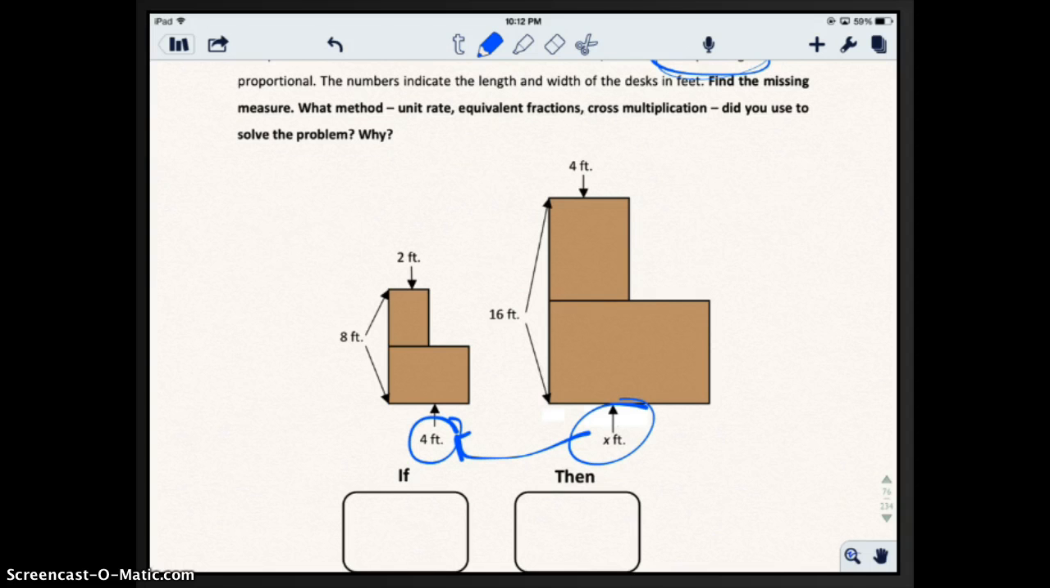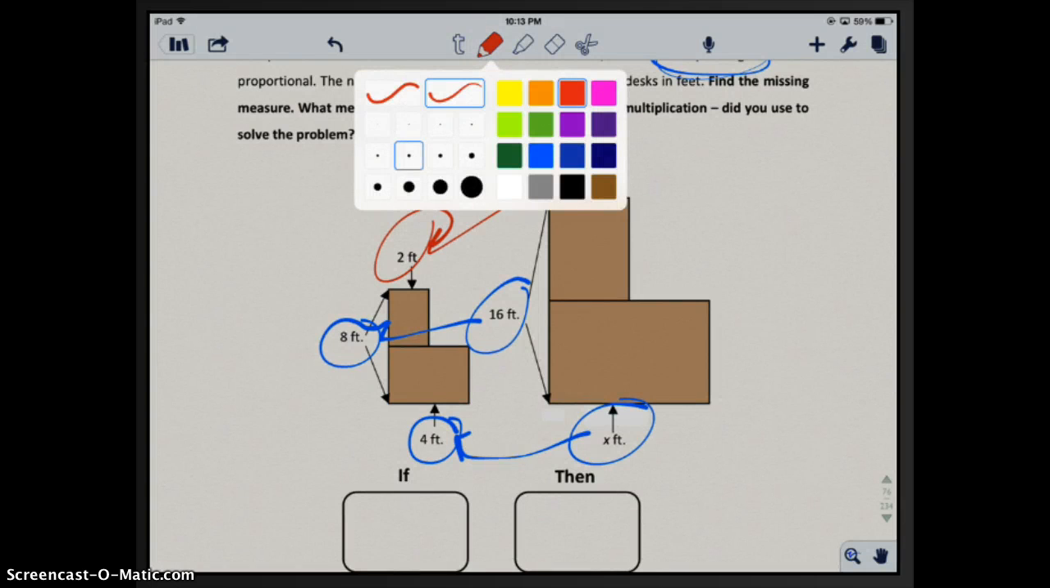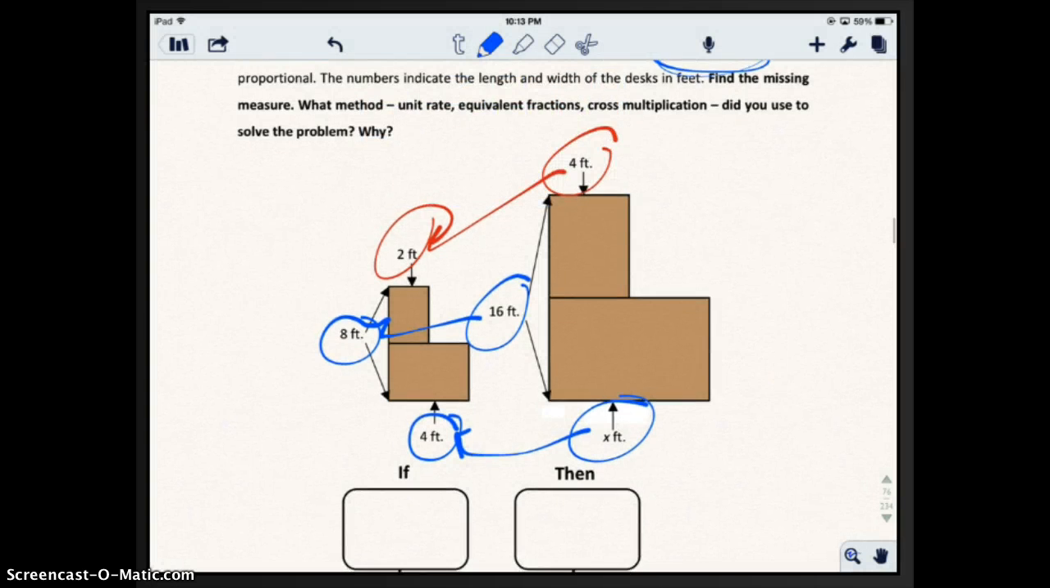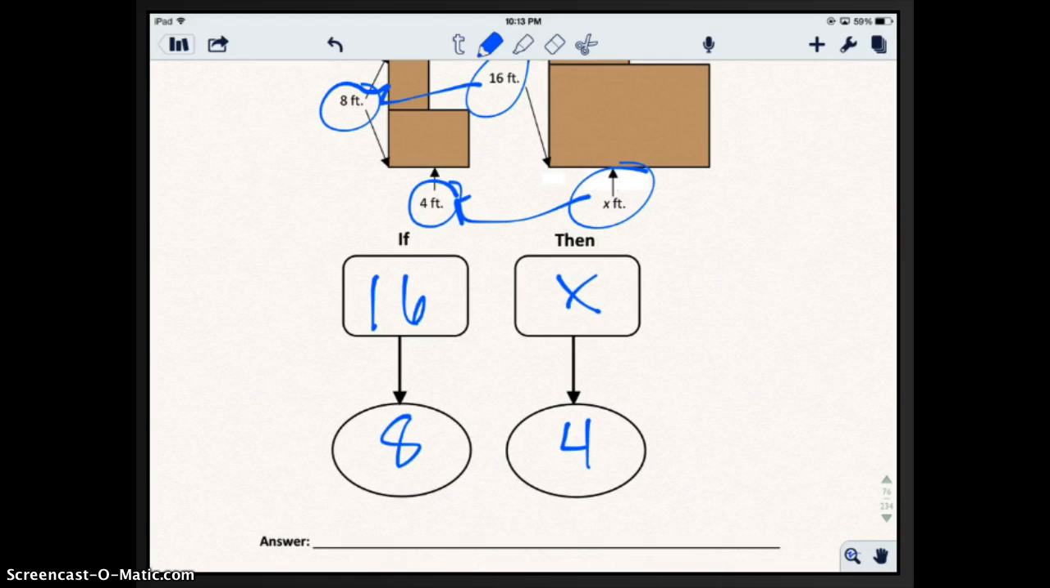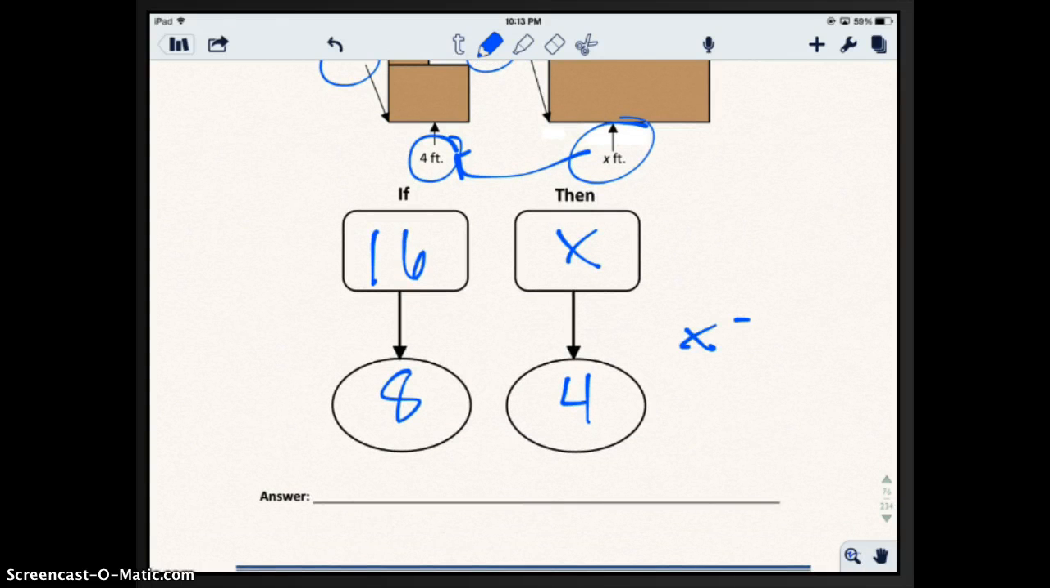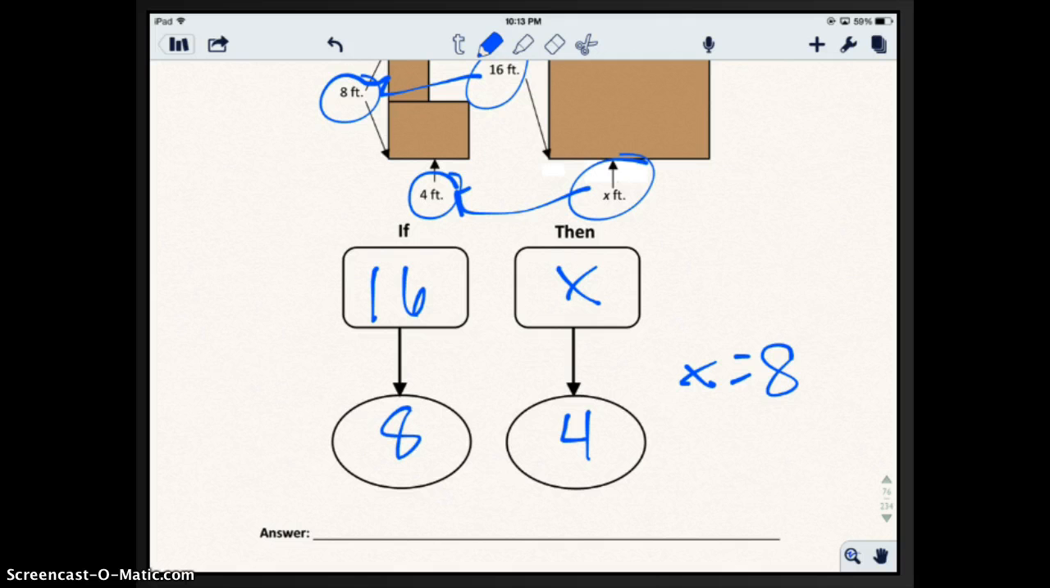So we need to find another pair of corresponding sides. I'm going to use this 16 feet and this 8 feet. FYI, we could also use this 4 feet and that 2 feet if we wanted to. It doesn't really matter which one. So I'm going to use the stuff in blue. And if 16 feet leads us to 8 feet, then x feet leads us to 4 feet. Do some cross multiplying. We can multiply vertically, we can multiply horizontally, but either way we end up with x equaling 8, meaning 8 feet long.